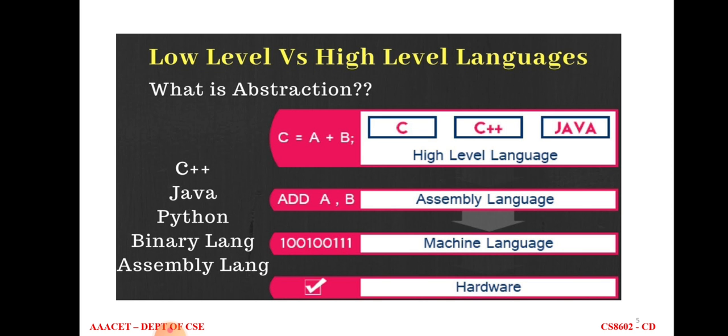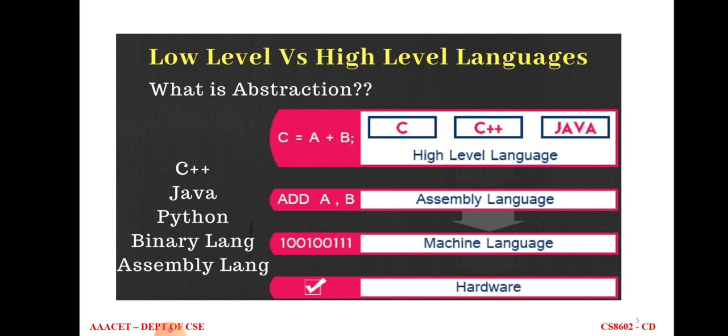To convert the given high level language statement into assembly level language, we use an assembler, which is also a translator. This addition operation can be written using mnemonics, add and add a comma b. This is assembly level language. The final one is machine level language, which is low level language. It is the combination of zeros and ones, that is binary language. The instruction can be written as a combination of zeros and ones, that is 100, 100, 111. This is machine level language.